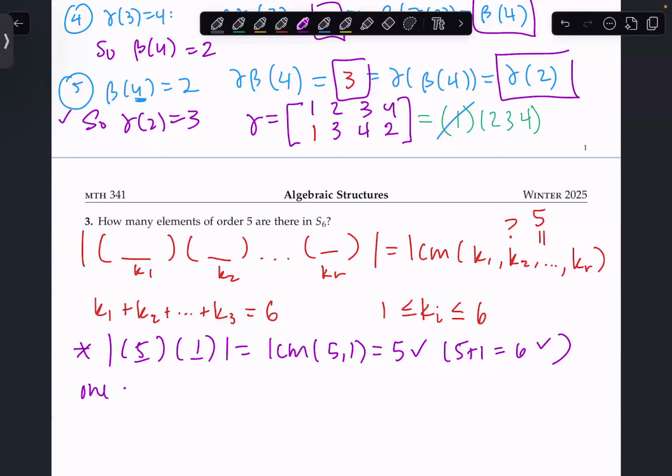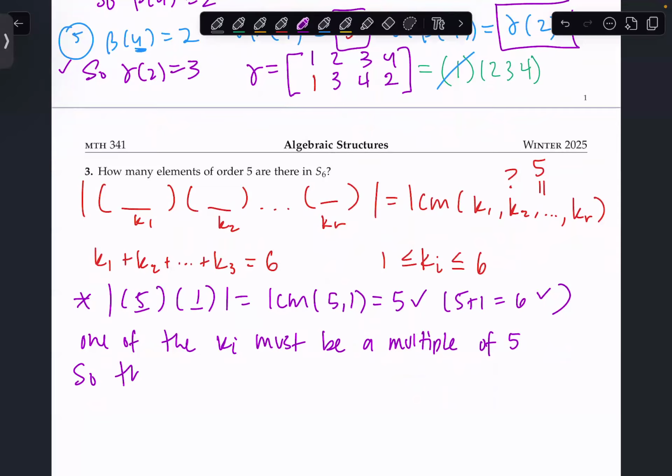So one of the k_i must be a multiple of 5, and the only option I have is for it to be exactly 5. And so as soon as one of them is 5, I've completely determined the rest of the structure. Since it has to add up to 6, the other one has to be 1. So this is actually the only structure type I'll have that gives me back an order of 5 inside of my S6.